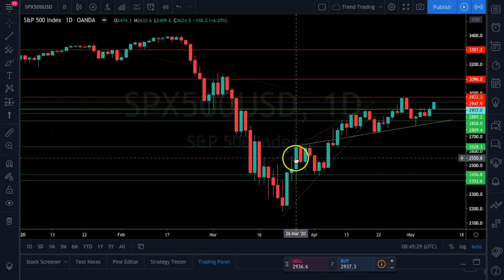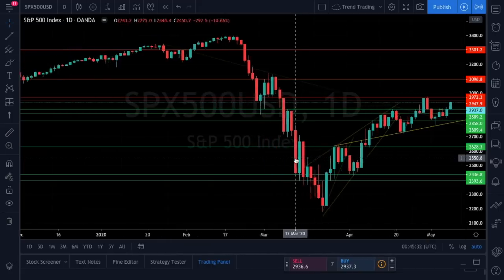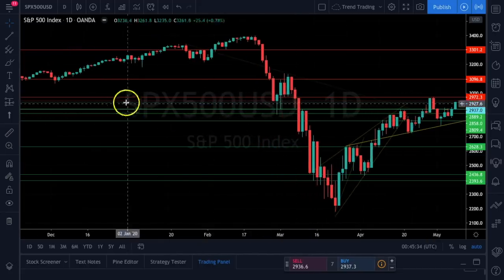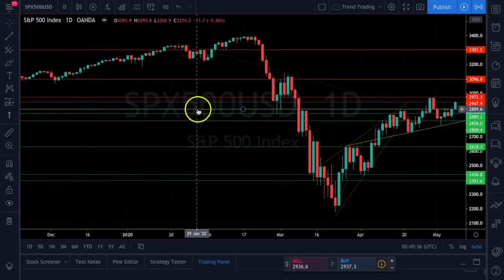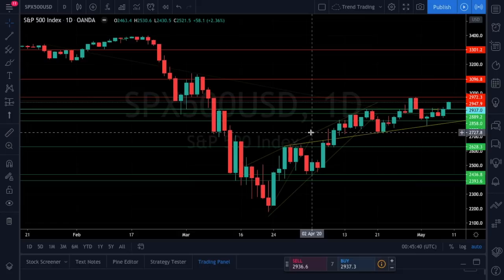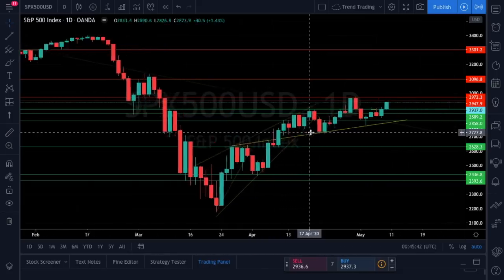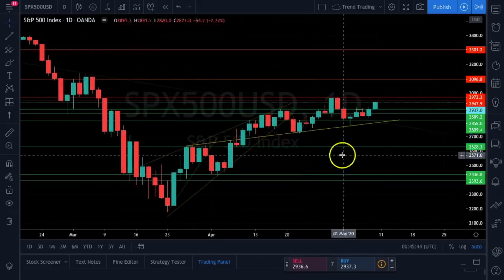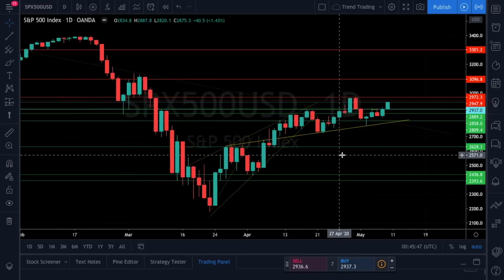You're looking here at a chart of the S&P 500. This is a CFD. The ticker on TradingView is SPX 500 US dollar. Now, whether you're trading the ES, the SPX, the SPY, this technical analysis that we're going to go through right now should really give you quite an advantage going into next week.